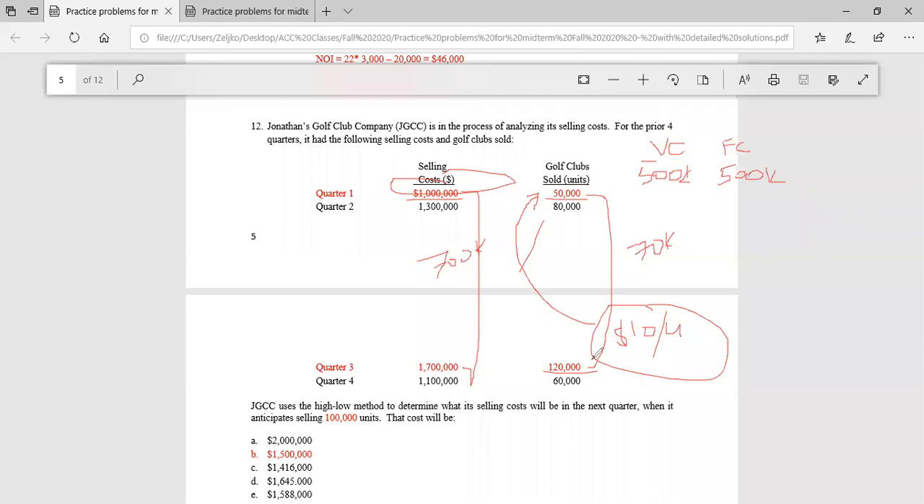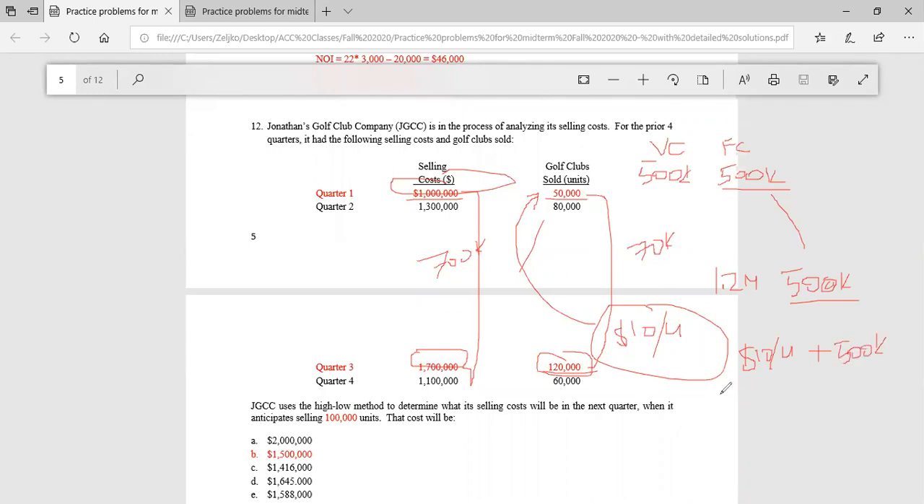If you had chosen the higher one, you would say 10 times 120, that would be 1.2 million in variable. Then 1.7 million minus 1.2 million is 500K. Because your goal is to find the fixed cost, you get the same fixed cost of 500K. So it doesn't matter which one you choose. You will get $500,000 in fixed cost. So now you have your formula: $10 per unit plus 500K in fixed cost.